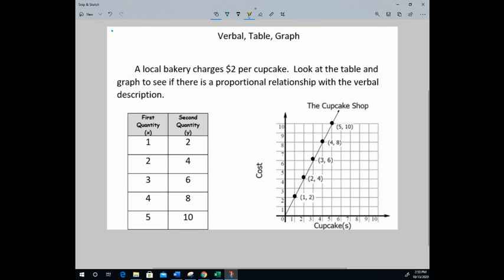So our verbal description is right here, the local bakery that charges $2 per cupcake. And our job is to figure out whether or not this table matches up with that, and whether or not this graph matches up with that as well. So I'm going to take a look here.